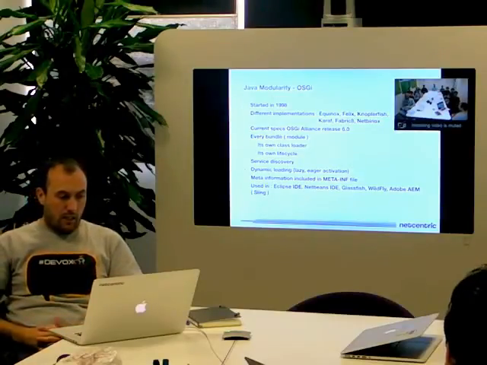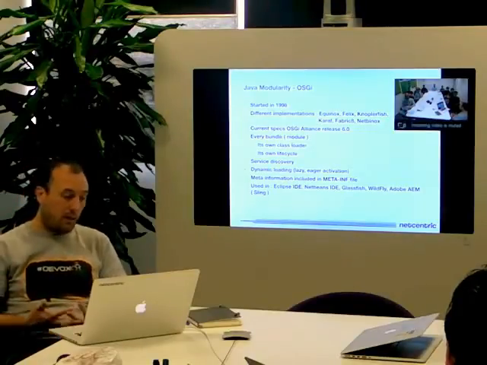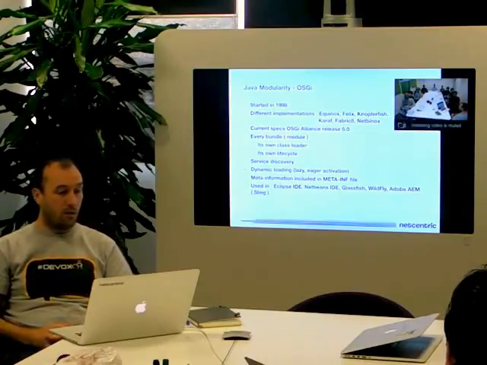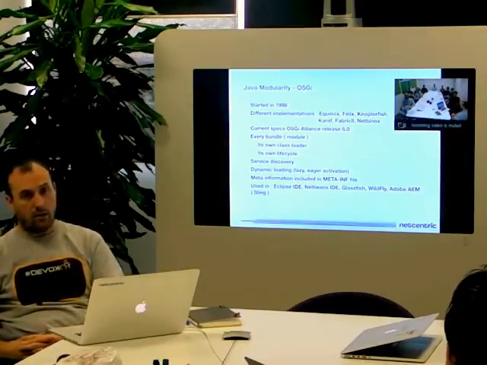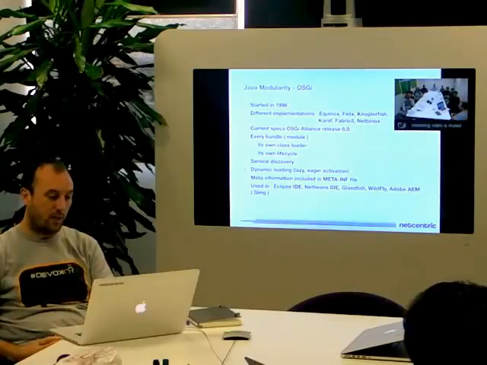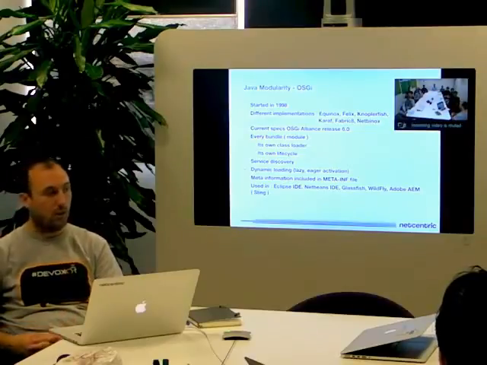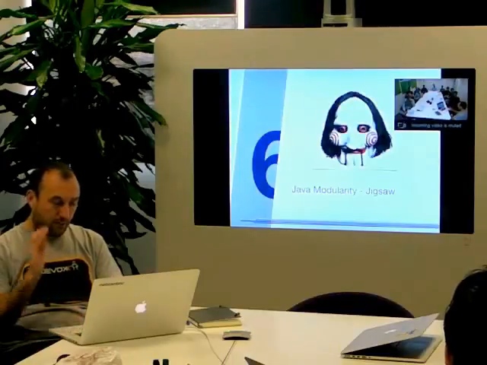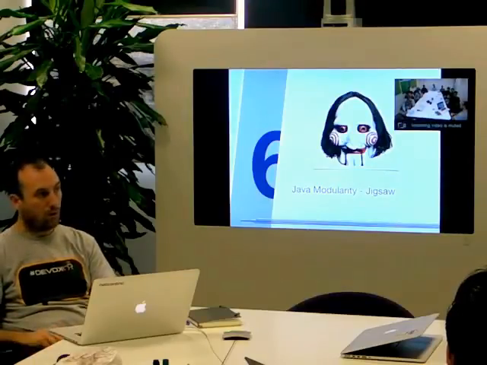Also, as I said, OSGi has been used in a lot of applications. Eclipse IDE is the most common. Also NetBeans IDE, but other applications too, Glassfish as an application server, WildFly, which is the Red Hat JBoss application server, and also our product Adobe AEM, just because AEM is using Sling that comes installed in an OSGi container. Then I will talk about Jigsaw, the other product that comes from Oracle.